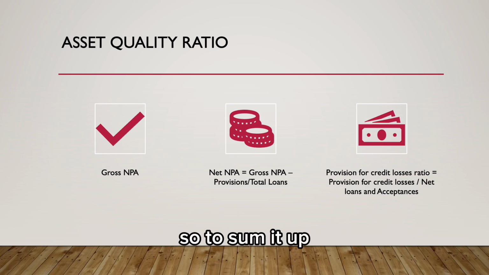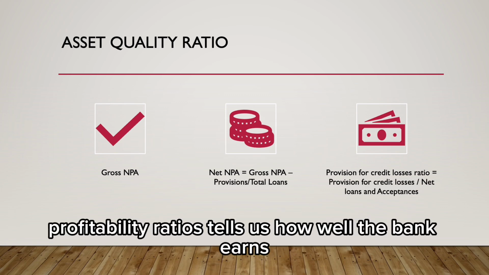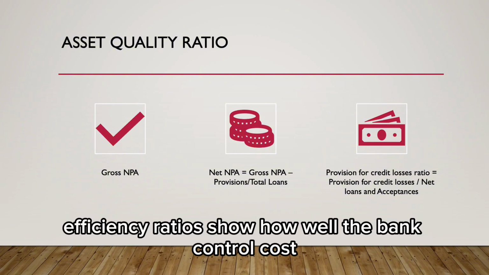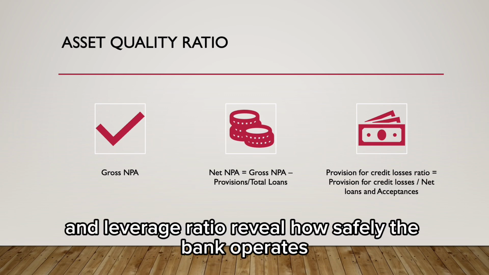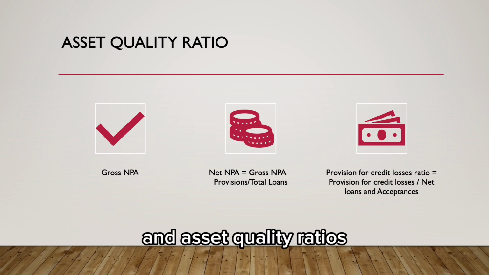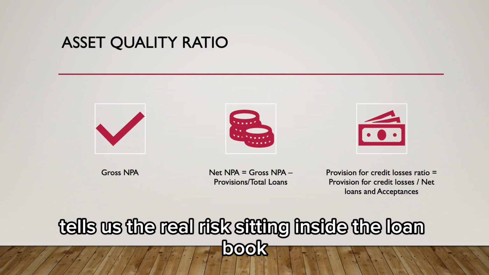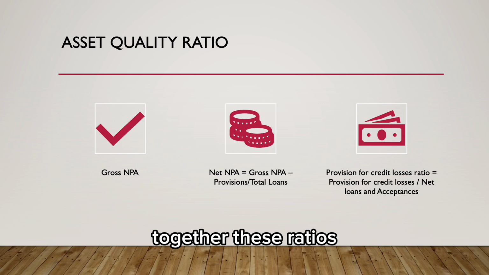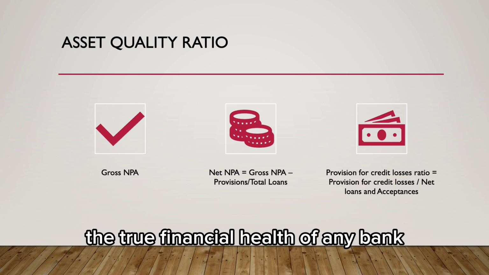So, to sum it up, profitability ratios tell us how well the bank earns. Efficiency ratios show how well the bank controls costs. Liquidity and leverage ratios reveal how safely the bank operates. And asset quality ratios tell us the real risk sitting inside the loan book. Together, these ratios help you understand the true financial health of any bank.